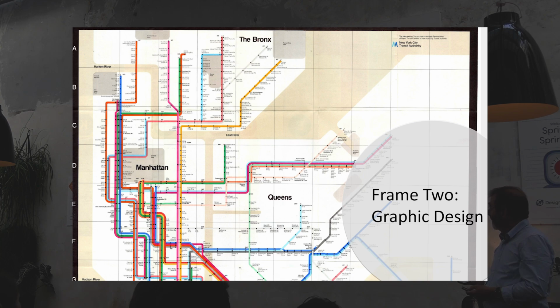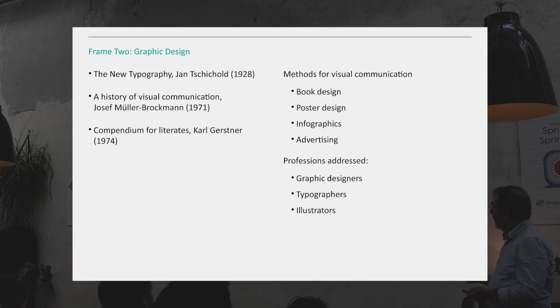The second frame is the frame of graphic design, the history of graphic design. In this history, time begins with modernist aesthetics in the 1920s. That's where time begins. You have things like New Typography by Tschichold and History of Visual Communication. This is largely the Swiss school, and newness and freshness of style are located in qualitative values. The examples in this frame come from practitioners of graphic arts: printers, graphic designers, typographers, illustrators.